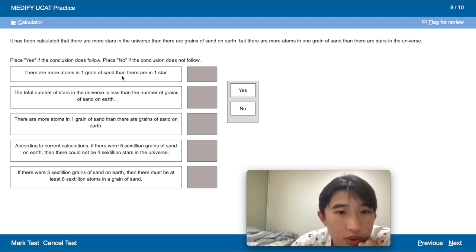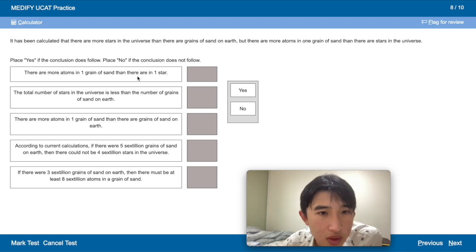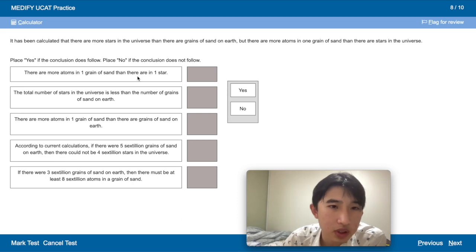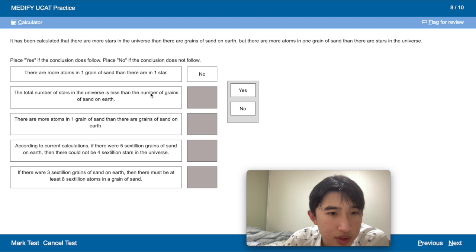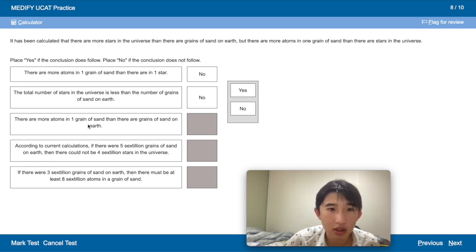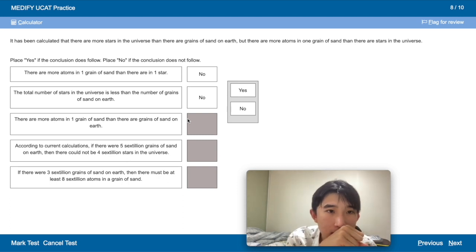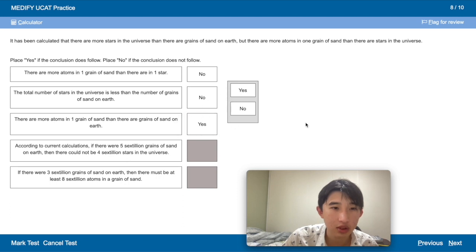Okay, there are more atoms in one grain of sand than there are stars. Wait, what? There are more atoms in one grain of sand than there are stars. False, obviously. The total number of stars in the universe is less than the number of grains of sand. False, that's the complete opposite. There are more atoms in one grain of sand than there are grains of sand on Earth. Yeah, that's true actually.